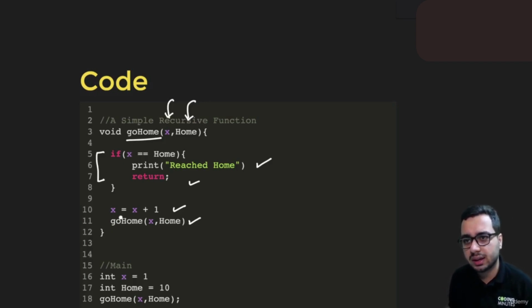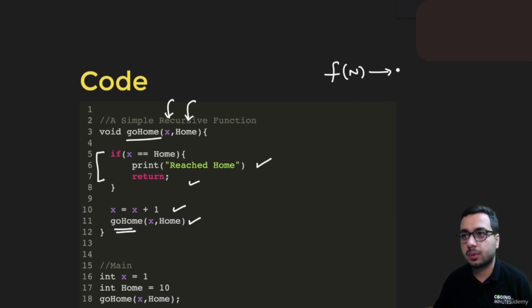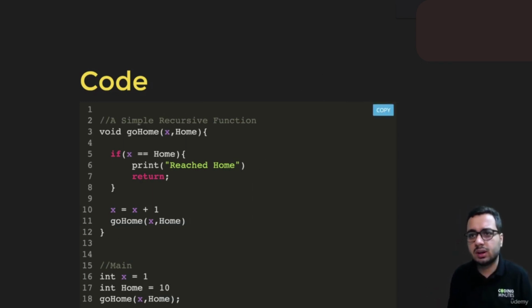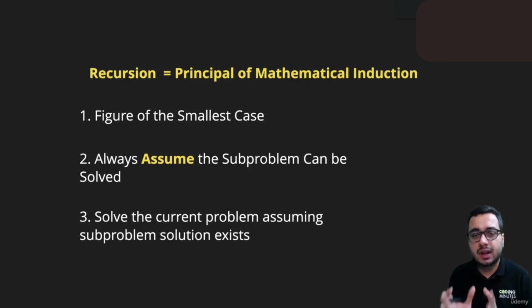You can see we are calling the same function because we said that we are going to break down the problem in terms of a smaller sub problem. Here also we have broken down the problem: if we need n steps to reach the home, we have taken one step and we said okay, the remaining n minus 1 steps will be taken by the same recursive function. So this is pseudocode, and the idea is you understand at a high level what recursion is going to do.